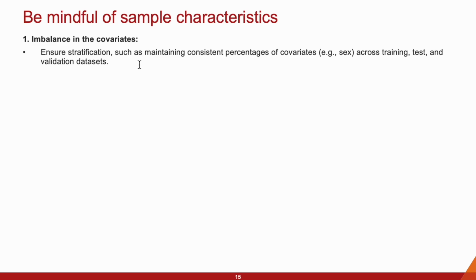For example, if 60% of our data is male and 40% of our data is female, we want to maintain this ratio across all data sets to avoid skewed results. For example, we don't want to train our model on males only and test our model only on females. So we need to keep the same ratio in the training, test, and validation data sets.